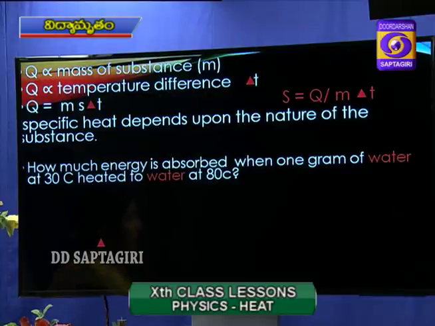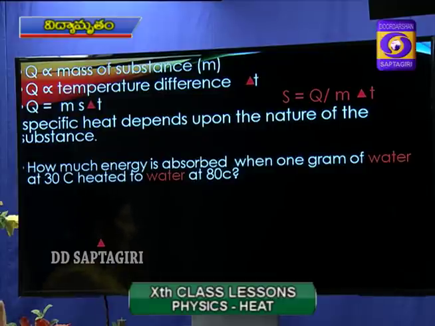Here when we have to use this formula M into S into delta T, there is no change of state, only we are increasing the temperature of water or we are increasing the temperature of a gas, there is no change of state. If there is no change of state, only if the temperature increment or decrement, that means if you want to find out the energy absorbed or released, the amount of heat absorbed or released, then only we have to use the formula Q is equal to M into S into delta T.